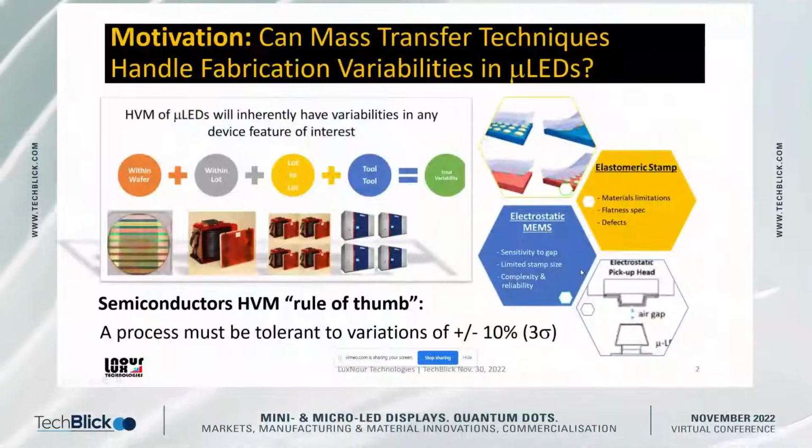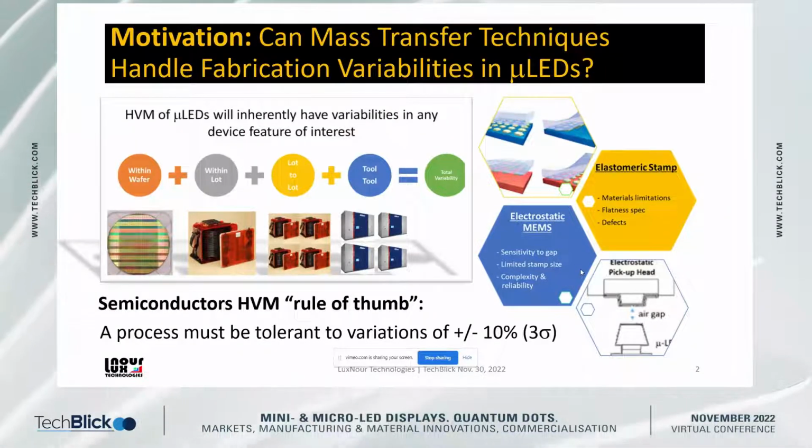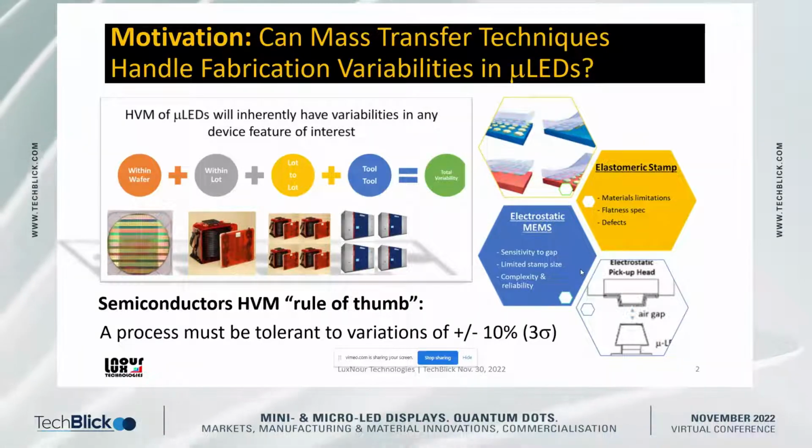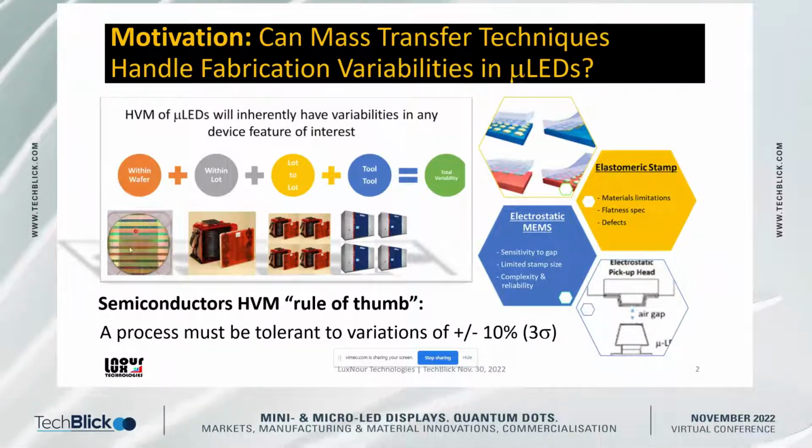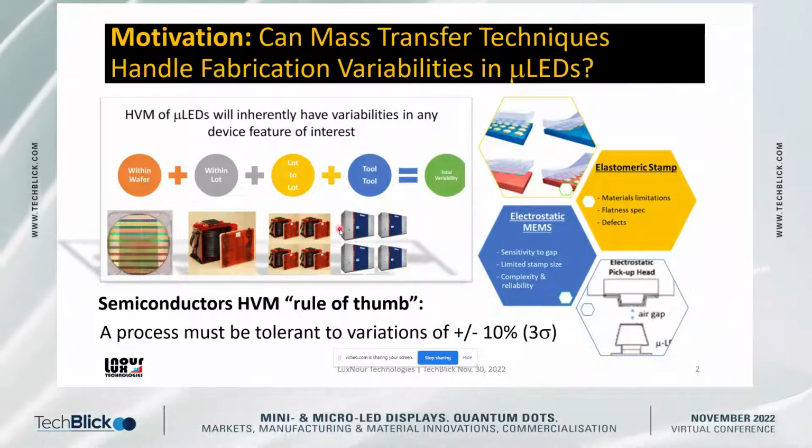So I'm asking actually the question that not many people are asking, which is basically, can existing mass transfer techniques handle fabrication variabilities in micro LEDs? Micro LEDs are semiconductor devices, and as such, you expect to see that those devices will suffer from variabilities. Whether variabilities that are within wafer or within lot, or maybe lot to lot, or even tool to tool. And all these variabilities, the microtransfer technology, and I'm talking here about deterministic mass transfer in particular.